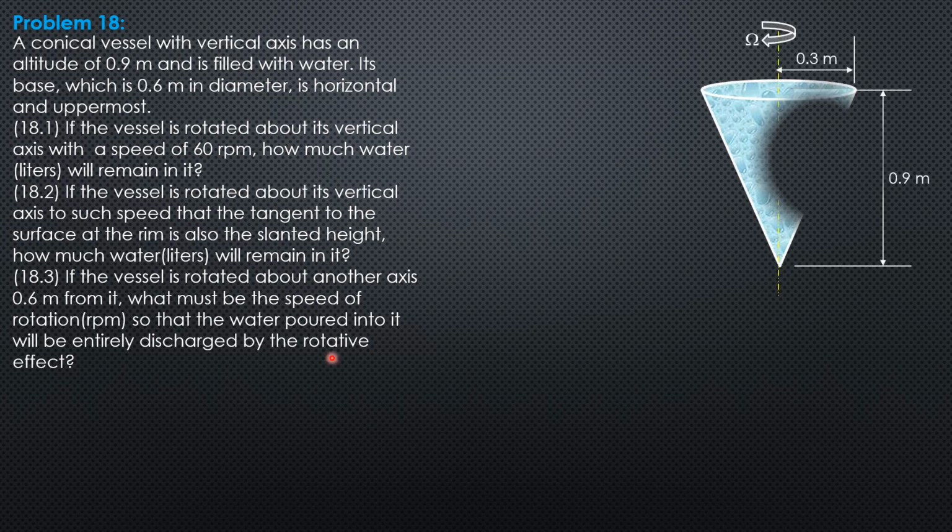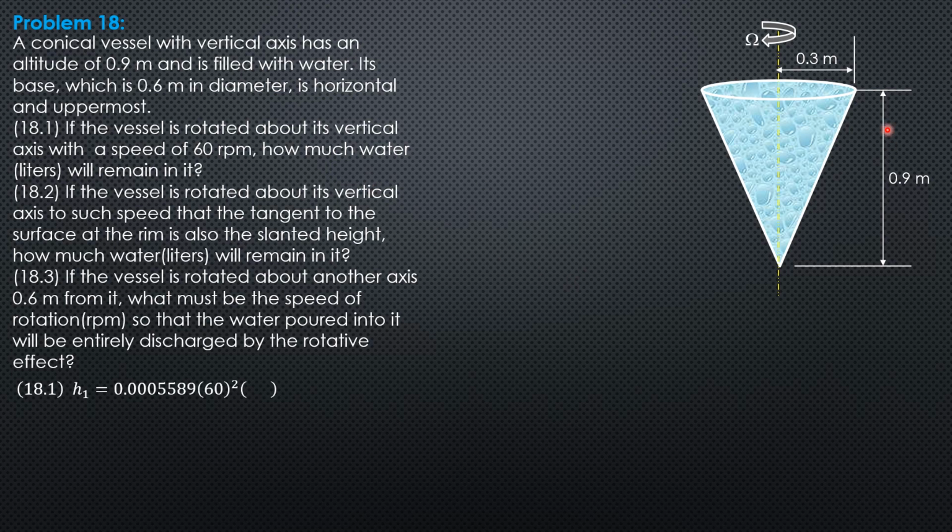So for the first question, let's draw the figure first. These are the information. So substitute to solve for the height of the parabolic surface that will form. H1 equals 0.000558 times omega 60 squared times radius 0.3 squared. So H1 is 0.1811 meter, so it's very shallow.